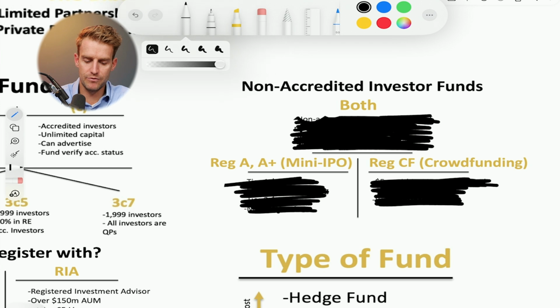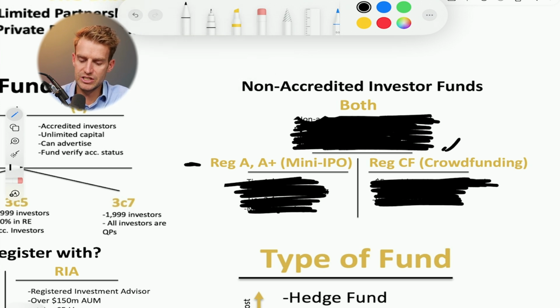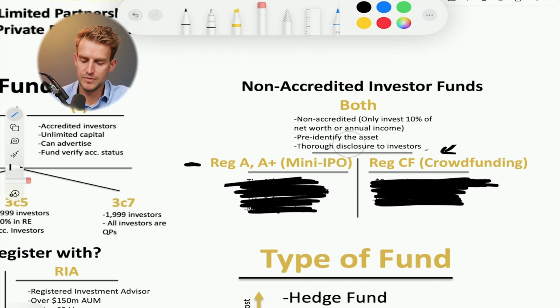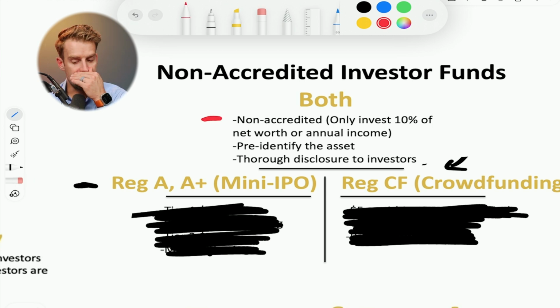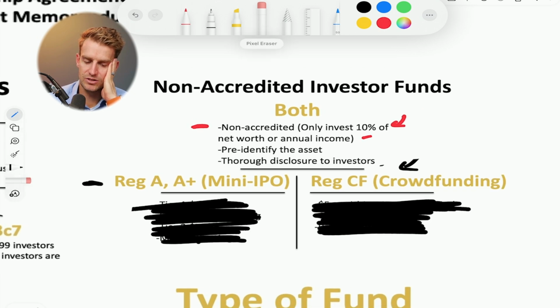Both are somewhat similar. You have Reg A offerings and then Regulation CF, Regulation Crowdfunding. So let's go through each one of them. Now, both of them together, to give you a summary, both can raise money from non-accredited investors, which is kind of cool. So you can raise from anybody. They can only invest 10% of their net worth or annual income. So if they make $100,000 a year, they can only invest up to $10,000 per person.